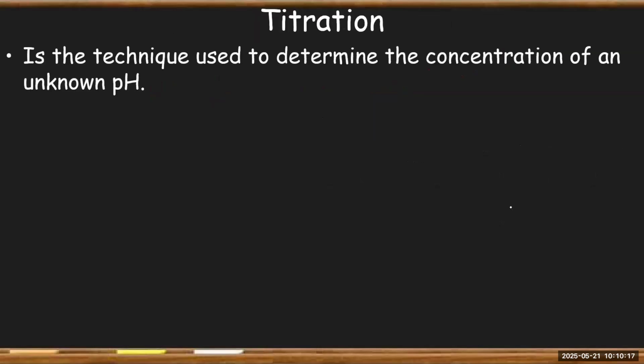Titration is a technique used to determine the concentration of an unknown pH. We're not going to cover all of titration. I'm going to give you an introduction to titration. So what is titration? Titration is used to figure out what the pH of something is.